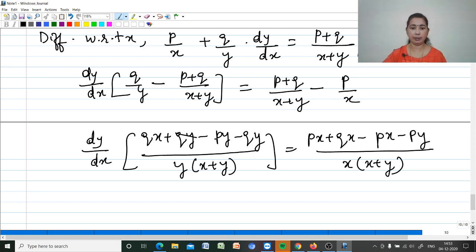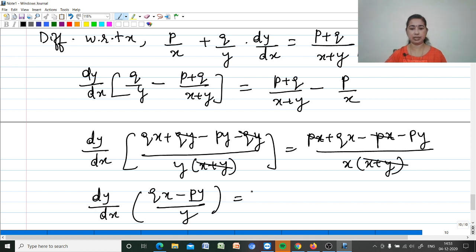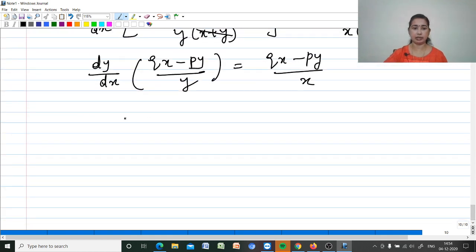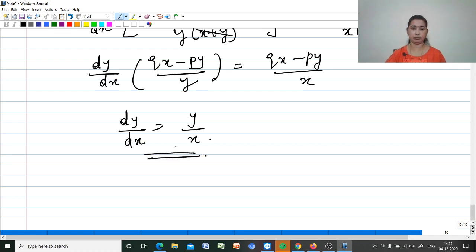Here qy plus qy and minus qy getting cancelled, same way here plus px and minus px getting cancelled, and in the denominator also x plus y is common, so getting cancelled, remaining dy by dx into (qx - py) divided by y is equal to (qx - py) divided by x. So we can see that qx minus py is common on both the sides, it can be cancelled, remaining dy by dx equal to y taking to the other side, we are getting y by x, hence proved.